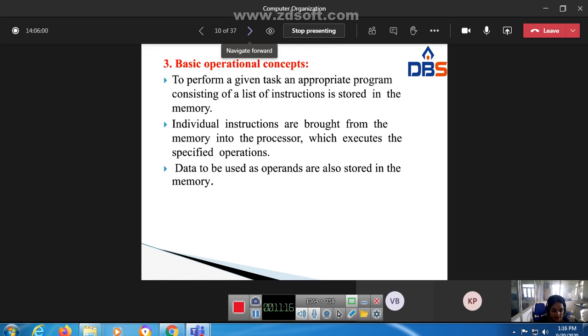First, the instruction is fetched from the memory into the processor. The operand at location A is fetched and added to the content of register R0. Finally, the result of the sum is stored in register R0.